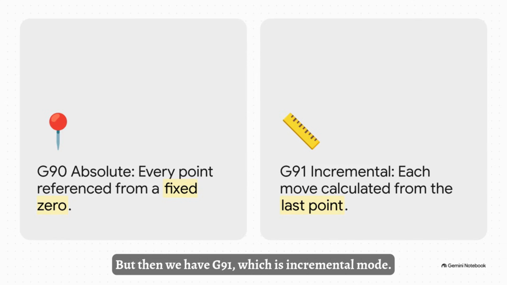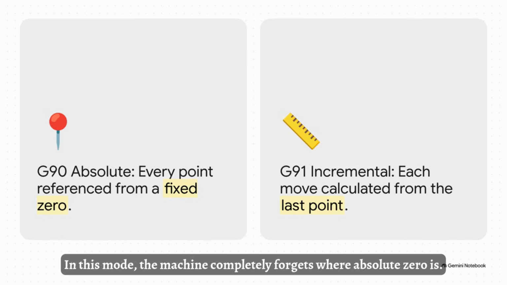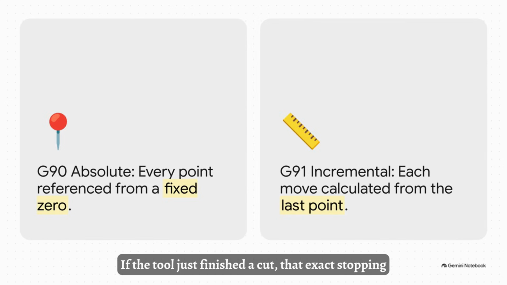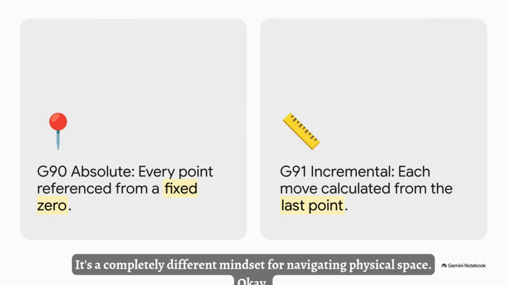But then we have G91, which is incremental mode. In this mode, the machine completely forgets where absolute 0 is. Instead, every single move is calculated from the last point. If the tool just finished a cut, that exact stopping point becomes the new 0 for the very next command. It's a completely different mindset for navigating physical space.